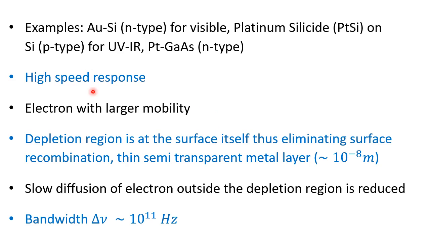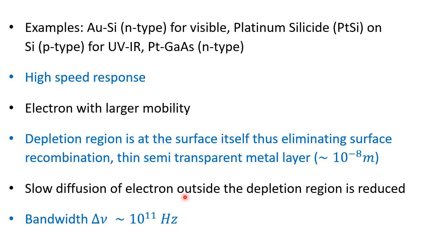So remember again that this is a high-speed response detector, particularly if you have the N-type doping, and so you see that the electron has very large mobility, and hence it is faster. A depletion region at the surface itself thus eliminates surface recombination. So overall quantum efficiency has increased. Plus this thin semi-transparent metal layer is only about, let's say, tens of nanometers or hundreds of angstroms, which is extremely small in comparison to the wavelength, and so it really helps in that manner.